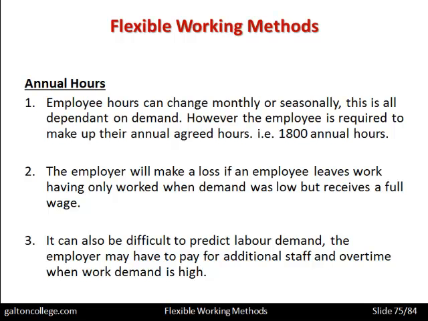It can also be difficult to predict labour demand. The employer may have to pay for additional staff and overtime when work demand is high. So the employer must look at the order books and try to determine what staffing levels he or she requires, and try to get the workers on annual hours to put in more time during that period and try to meet the requirements of the order book.